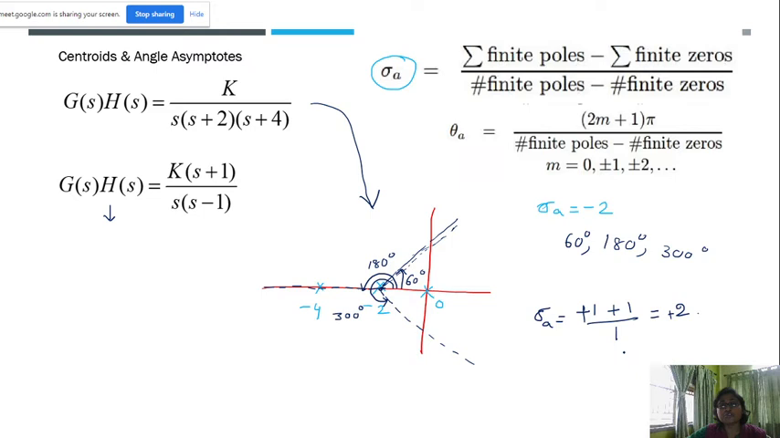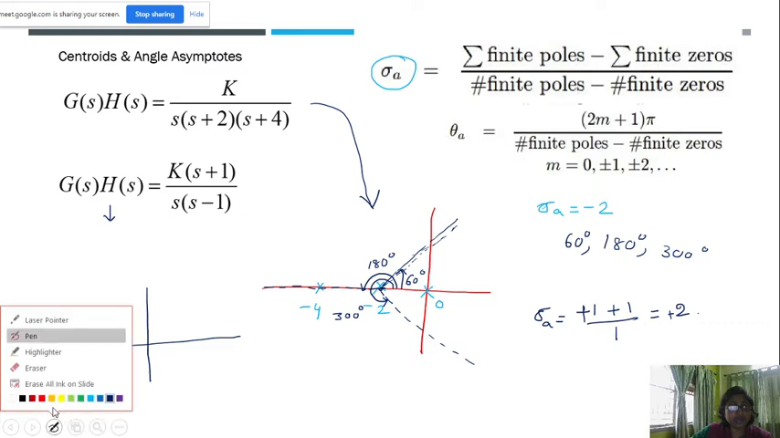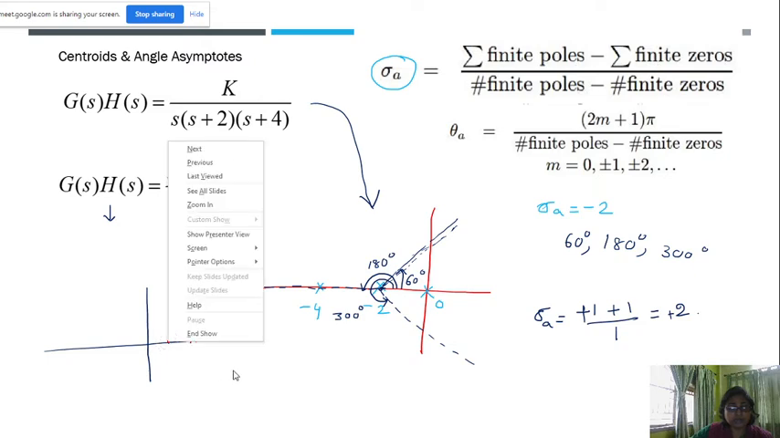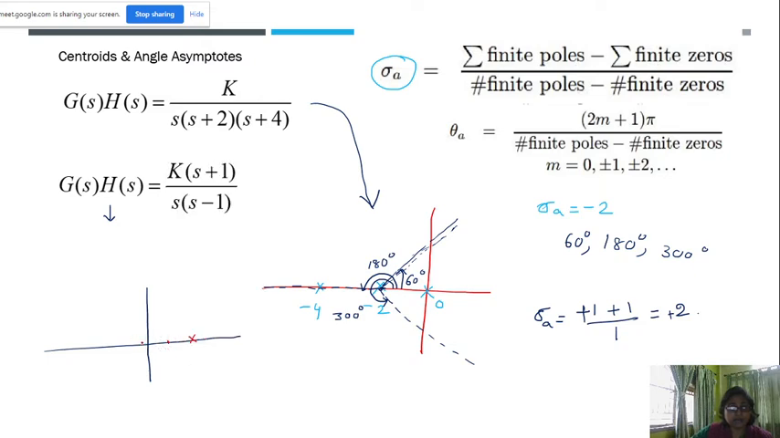Here we have to draw the centroid at plus 2. Suppose this is 1, the pole is here, this is my centroid at plus 2, and the zero is here.